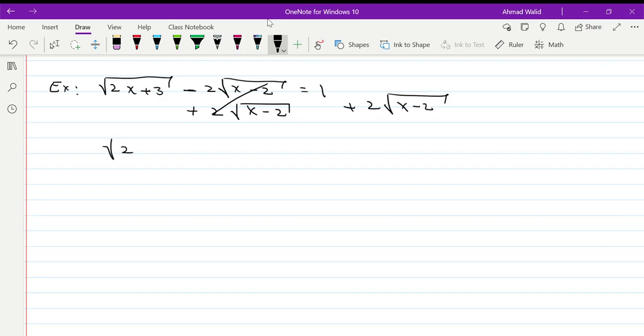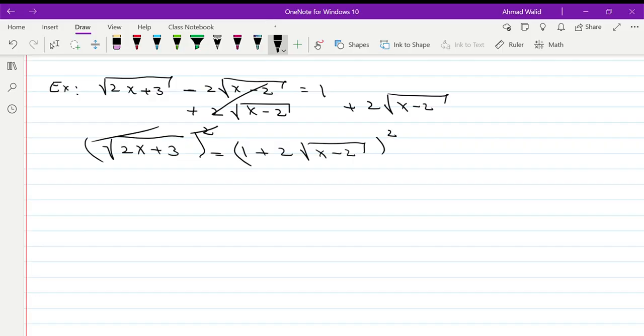Square root of 2x plus 3 equals 1 plus 2 radical x minus 2. Now, next step, raise both sides to the index. It means raise it to the power of 2, like this. This side is easy. These 2 are canceling out. This side is a problem, right?